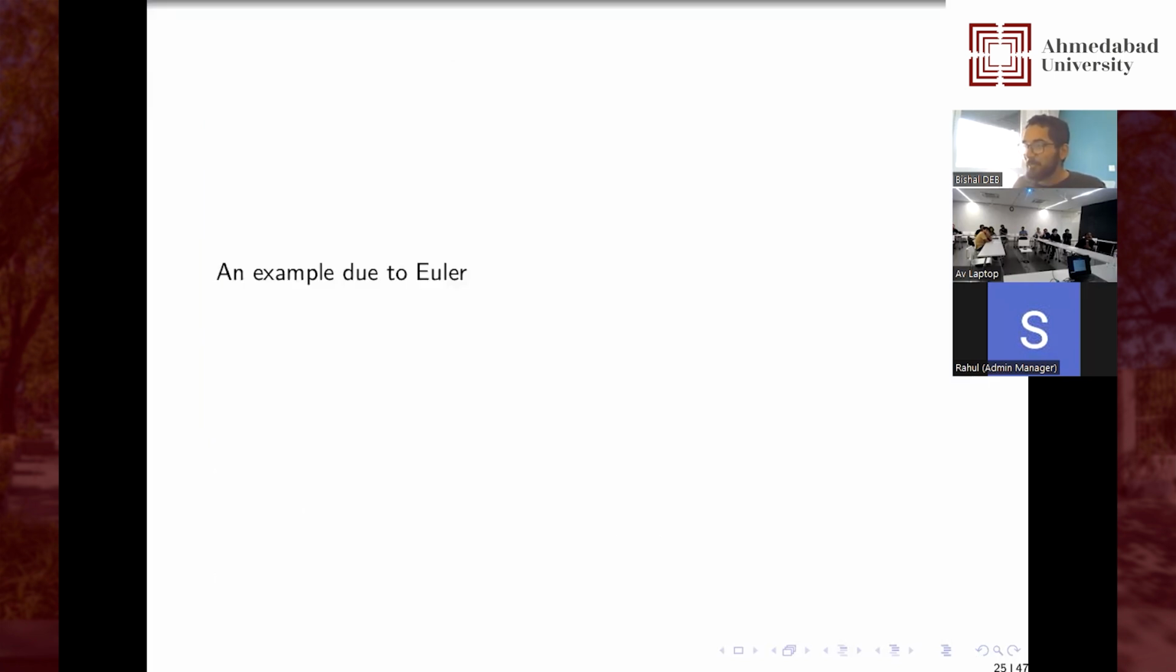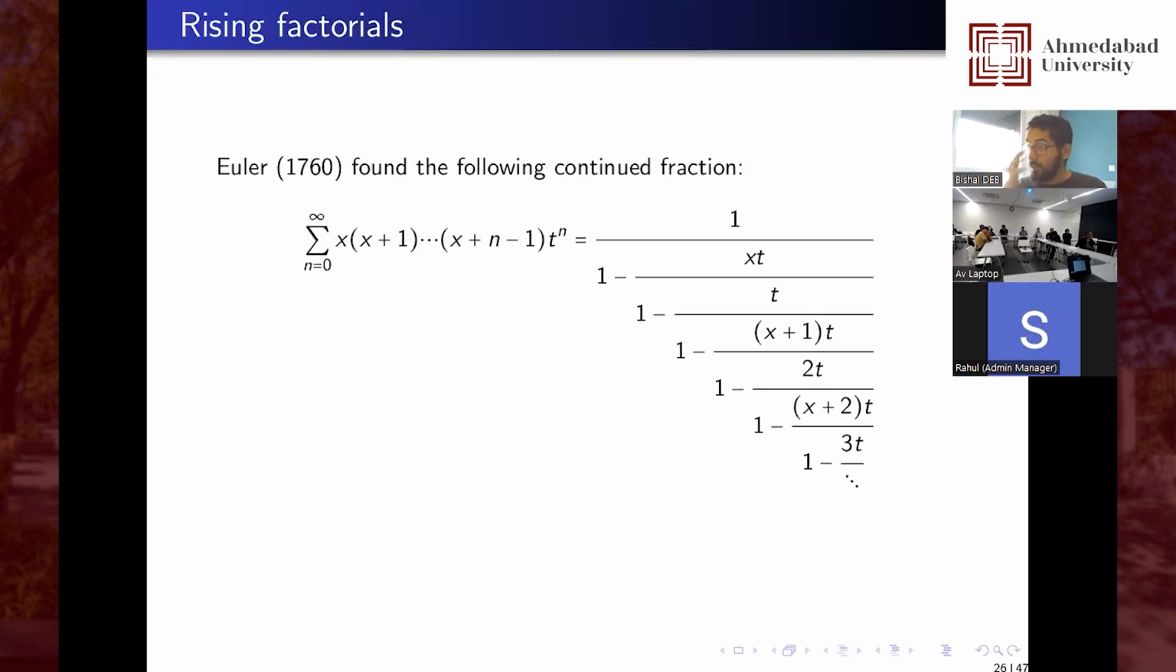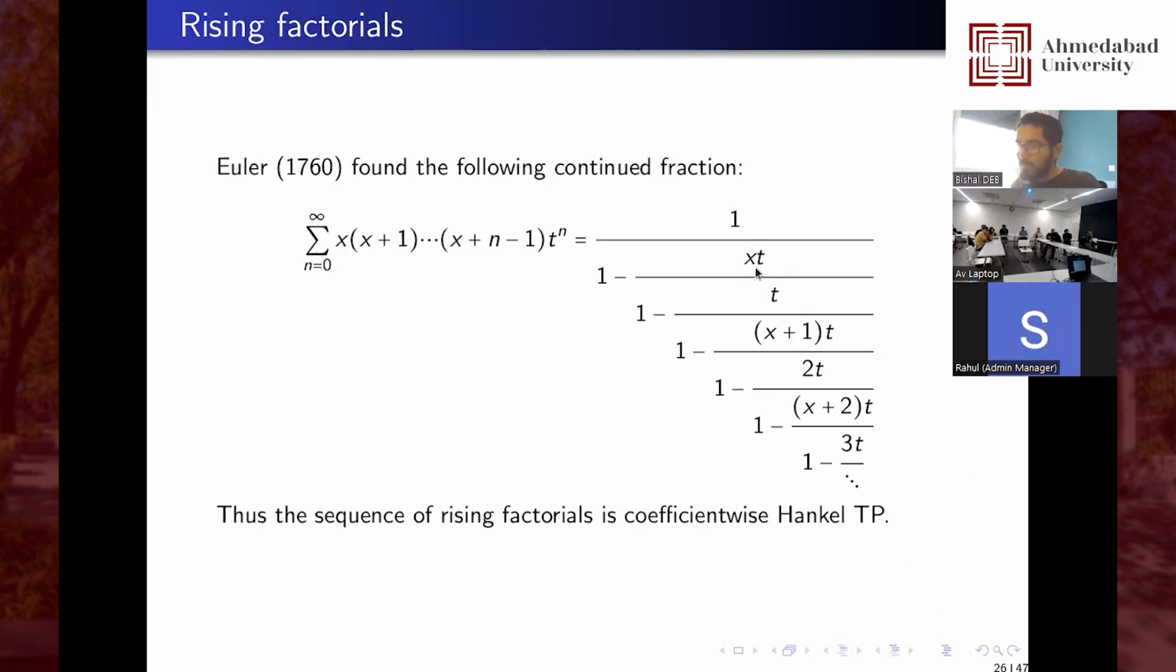So here is an example. Let me give you quickly an example due to Euler. Again, Euler proved this continued fraction. Instead of n factorial here, if you replace that with x times x plus 1, and so on, up to x plus n minus 1, these are rising factorials. So instead of doing 1 times 2 times 3 and so on, you do x times x plus 1 times x plus 2 and so on. Then you get this continued fraction. Since all of the coefficients here are non-negative polynomials, it implies that this sequence is coefficient-wise Hankel totally positive.